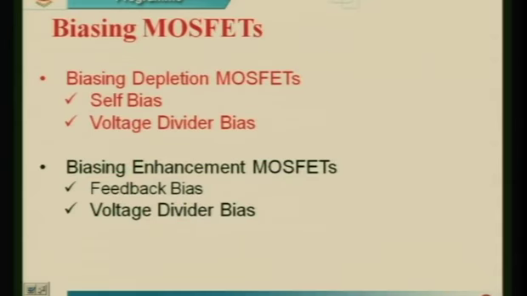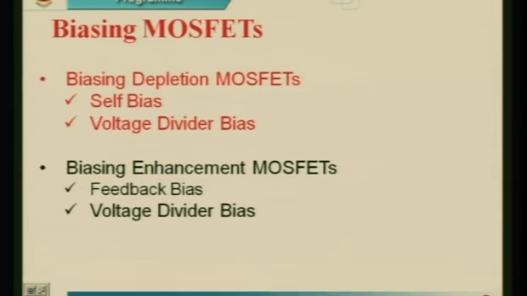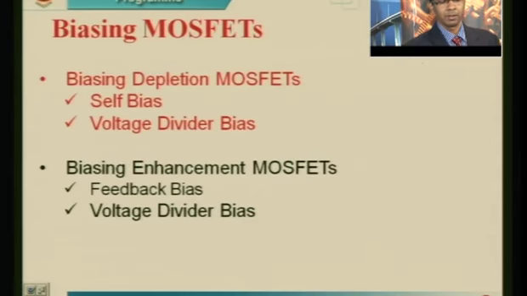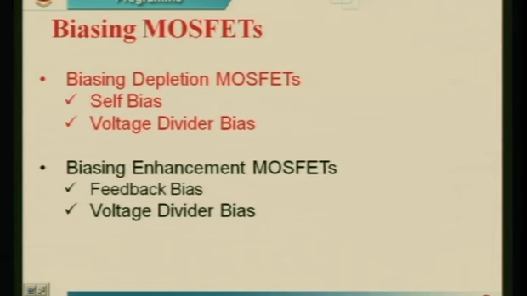So as far as depletion MOSFETs are concerned, we have 2 types of biasing methods, called self bias and voltage divider bias. Okay, so let's start with the first one. With that, we'll take an example of how exactly this biasing is done.